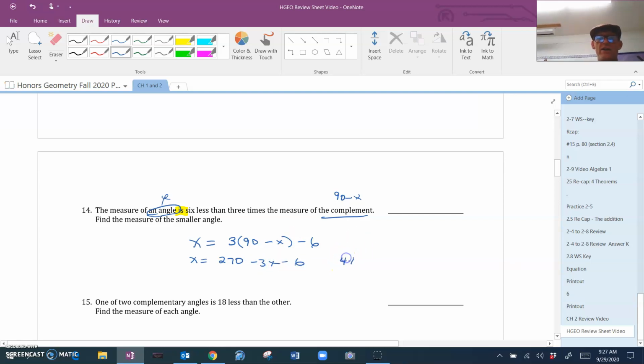So 4x, after I add the 3x, is equal to 264, sorry. Yeah, 264. Okay? So x is equal to 264 divided by 4, which is 66. So the measure of the angle is 66. Its complement is 90 minus 66, which is 24.